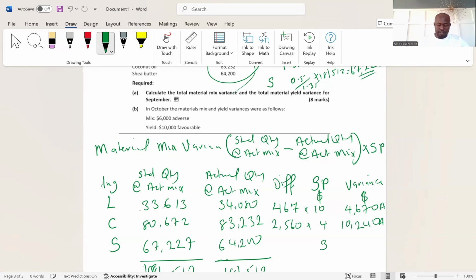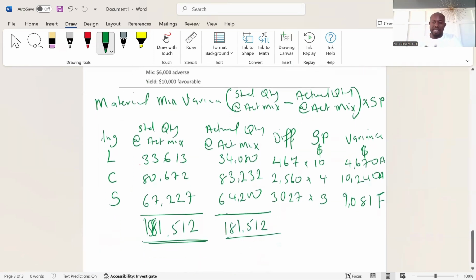And the last one, 67227 minus 64200. This will give me 3027. This is going to be a favorable variance because our standard was 67, our actual was 64. So the actual is less than the standard. Favorable variance of 3027 at how much? Standard price of 3. This gives me 9081 favorable.